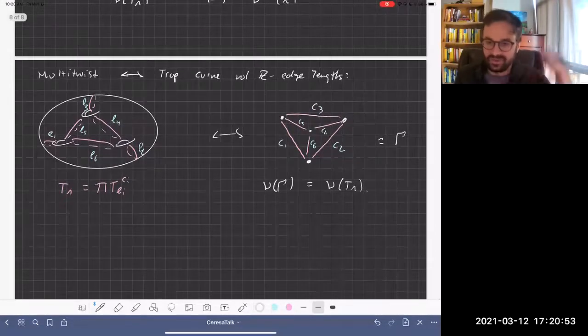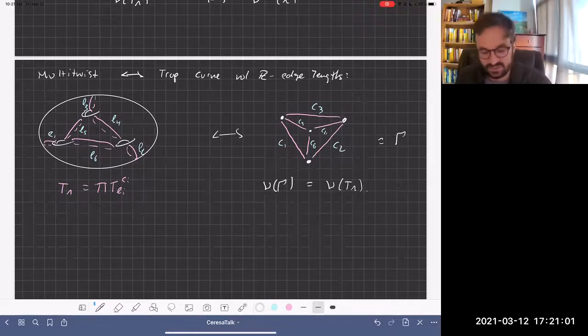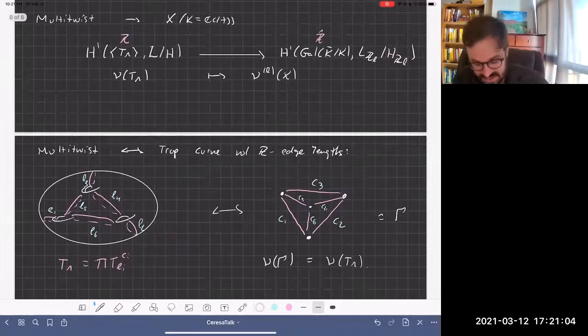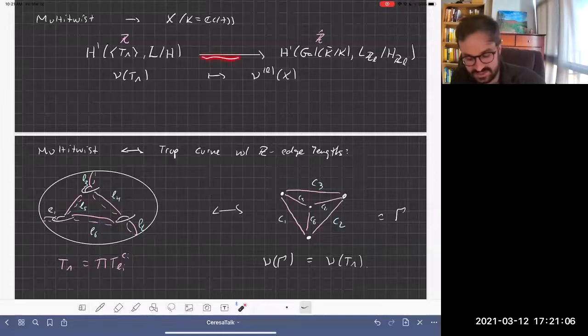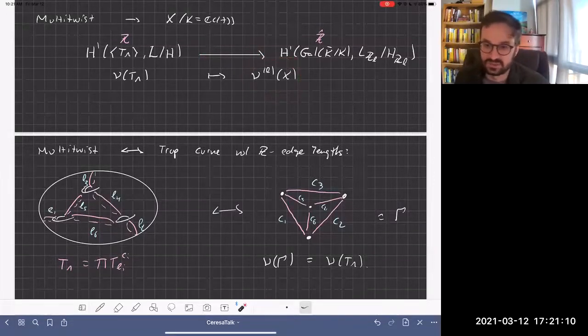So our main theorem was that the Ceresa class was torsion for any positive multi-twist. So in particular, from this correspondence here, this means that this l-adic Ceresa class is always torsion, and also this tropical Ceresa class is always torsion.